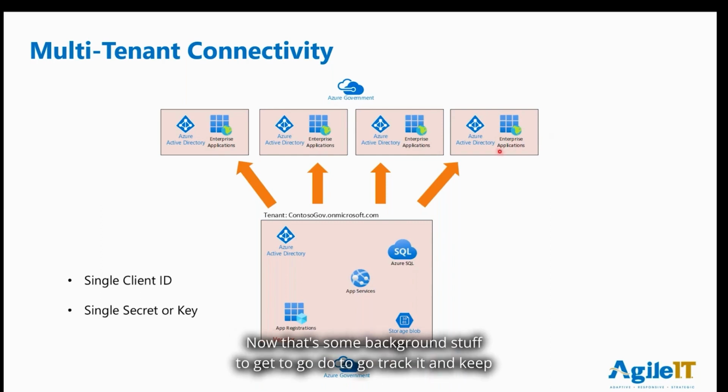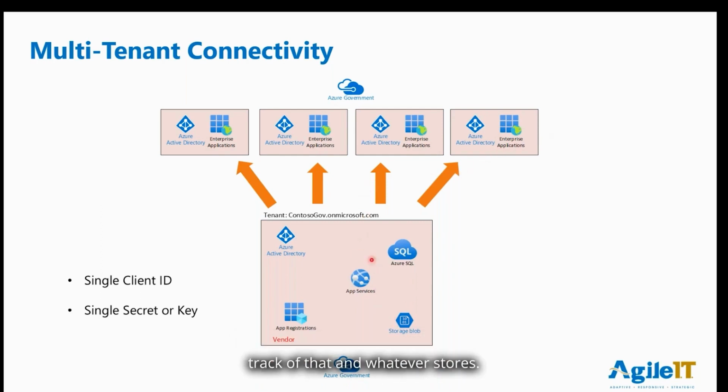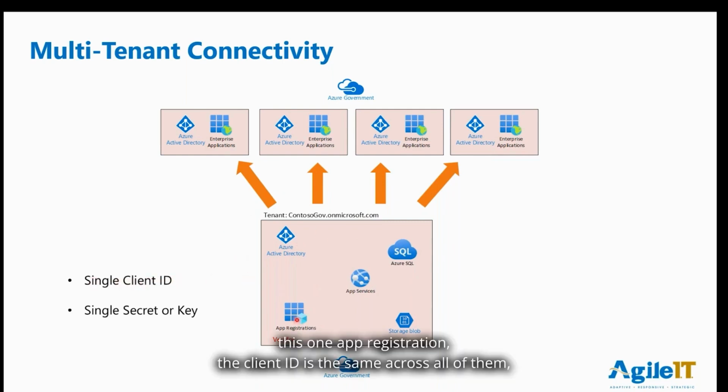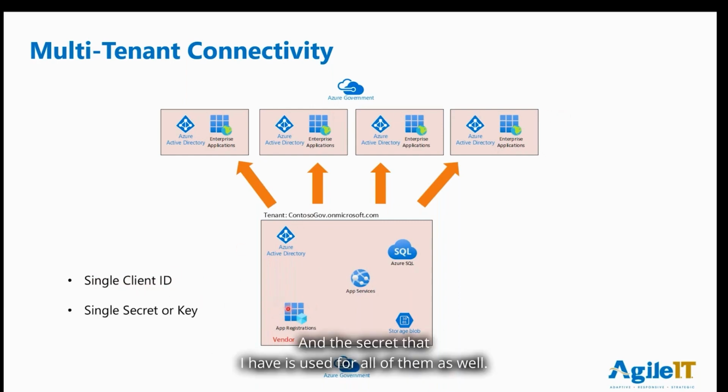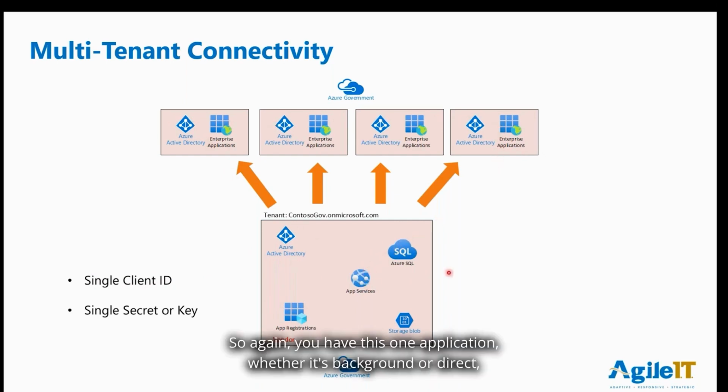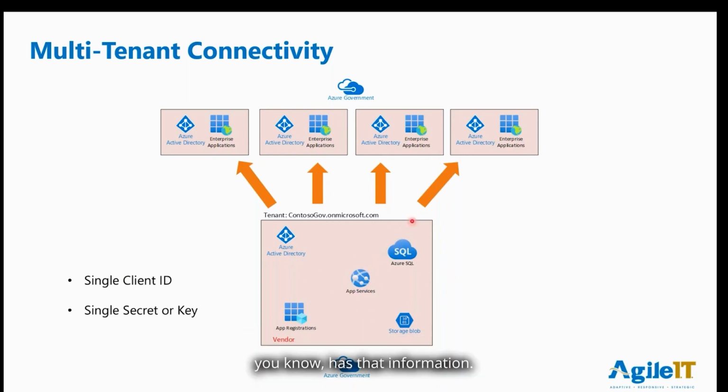Now, that's some background stuff you have to go do to keep track of in whatever stores. But, again, with this one app registration, the client ID is the same across all of them, a single one. And the secret that I have is used for all of them as well. So again, this one application, whether it's background or direct, has that information.